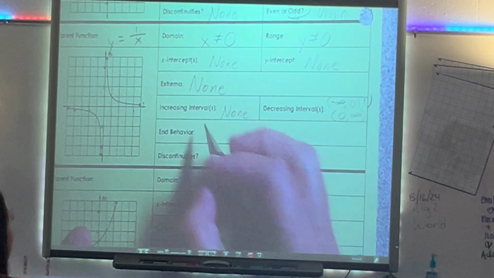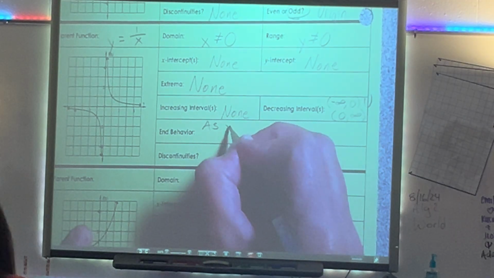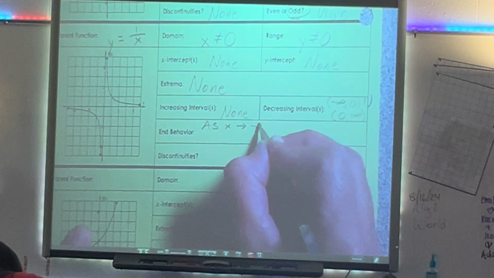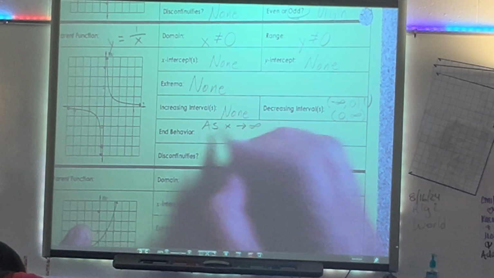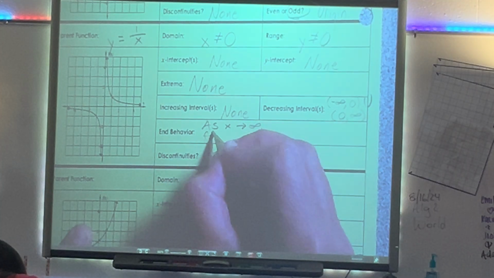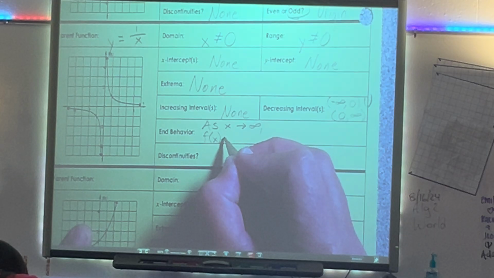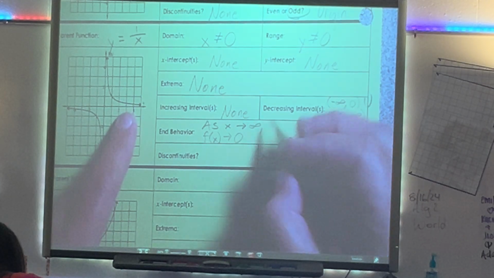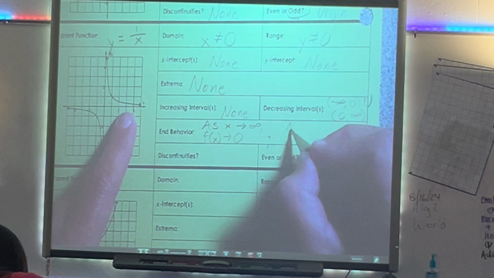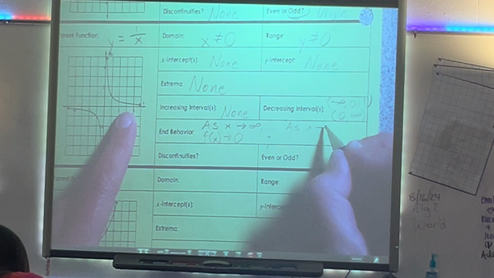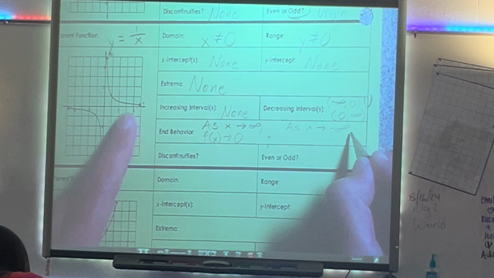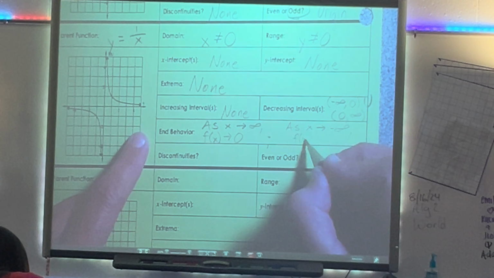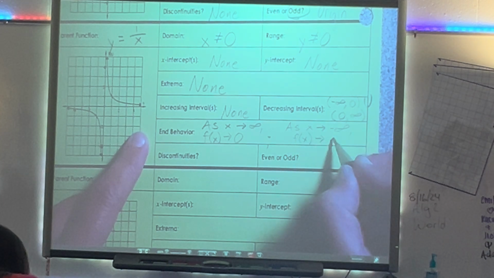Alright, so as x approaches infinity, this is another one that's a little bit tricky. F of x approaches 0 because it's approaching the asymptote here. Same thing on the other side. As x approaches negative infinity, f of x also approaches the asymptote of 0.